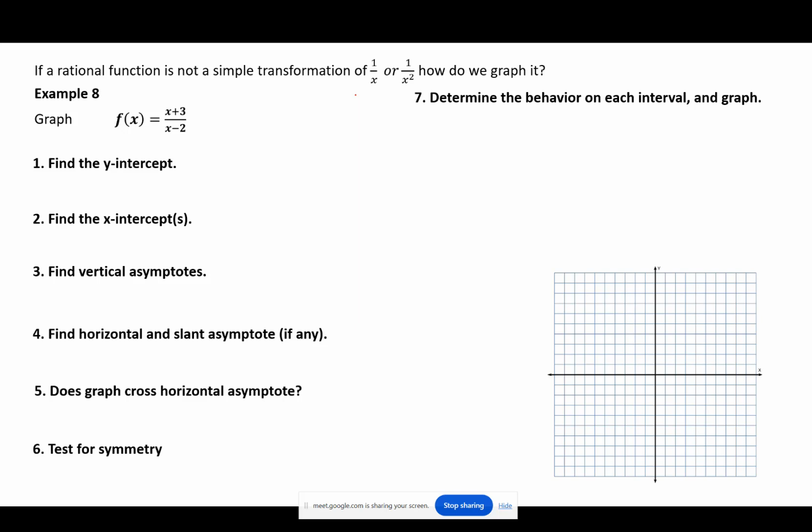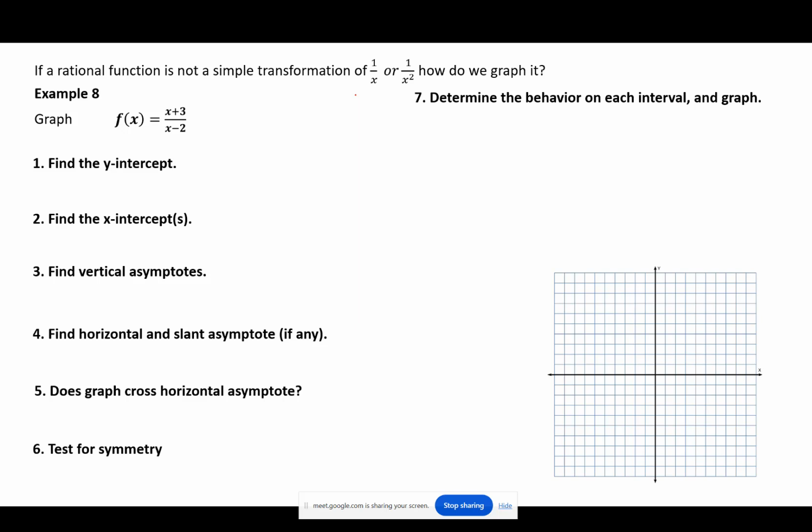All right, if a rational function is not a simple transformation of 1 over x or 1 over x squared, how do we graph it? So that's what we're going to look at right now. It just takes a little work, but it's not impossible.